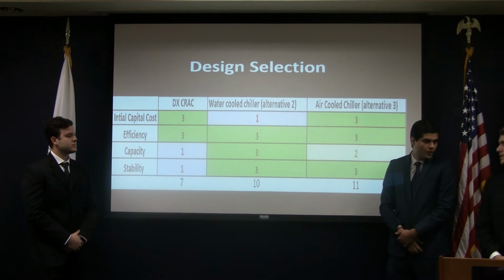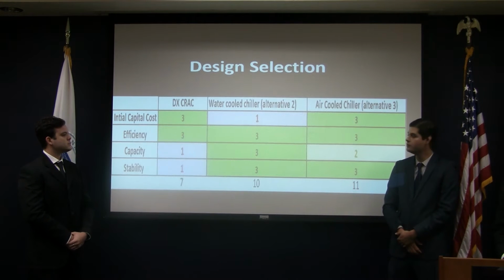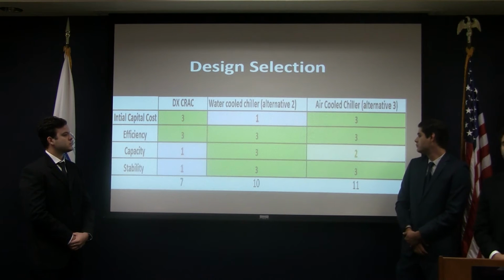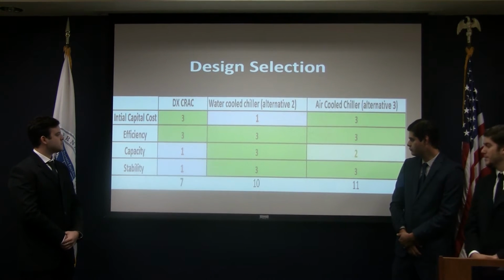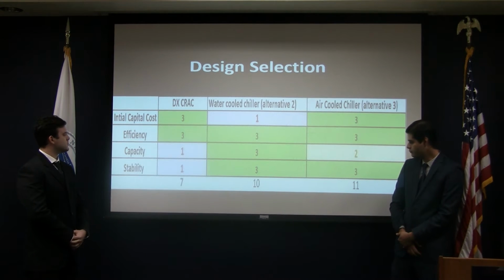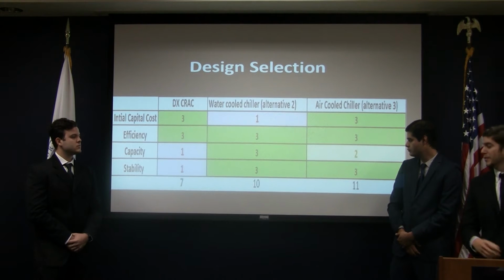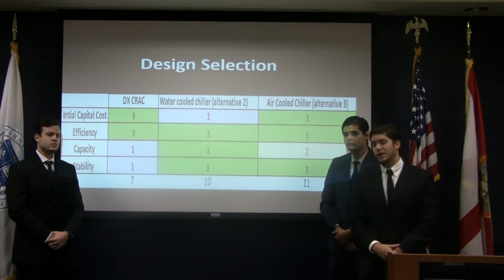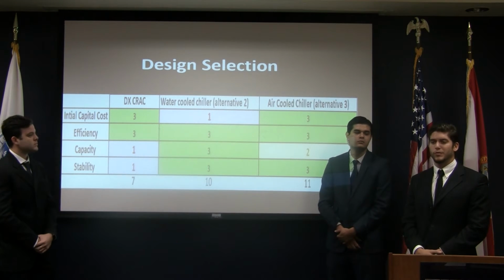So we decided to make a design selection, and we made a chart to compare the three designs. As we can see, the initial cost is better for the DX CRAC and the air-cooled chiller. That's why we're not using a water-cooled chiller design. In efficiency, all three are very efficient compared to the market, but the capacity changes in the water-cooled chiller. But as Victor said, the stability of the DX CRAC is not very good, since when the cooling loads are very low, the compressor is going to be turning on and off, and that's going to be a problem. So we're going to go with the air-cooled chiller as our final design.